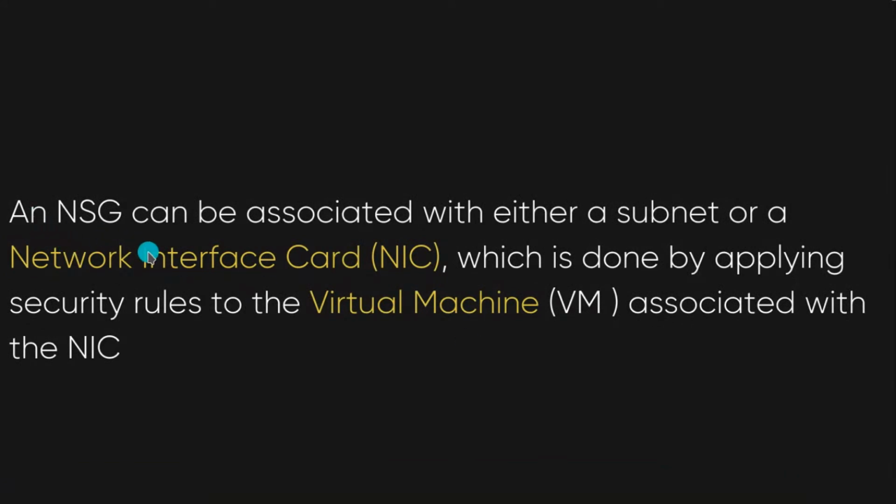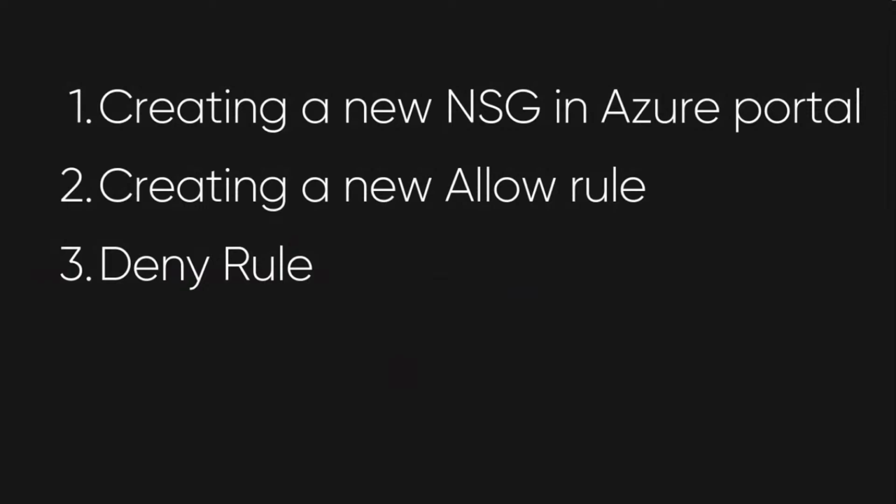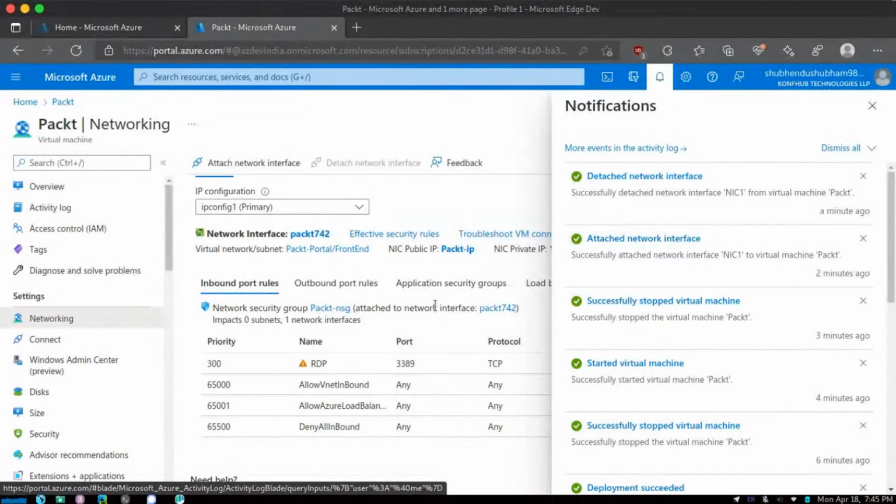Again, one interesting part: an NSG can be associated with either a subnet or a network card (interface) level, which is generally done by applying security rules on the virtual machine. And I think that's fine. Again, coming to the hands-on part, let's quickly create an NSG in the portal, select an allow rule, and afterward a deny rule. So how to do that?